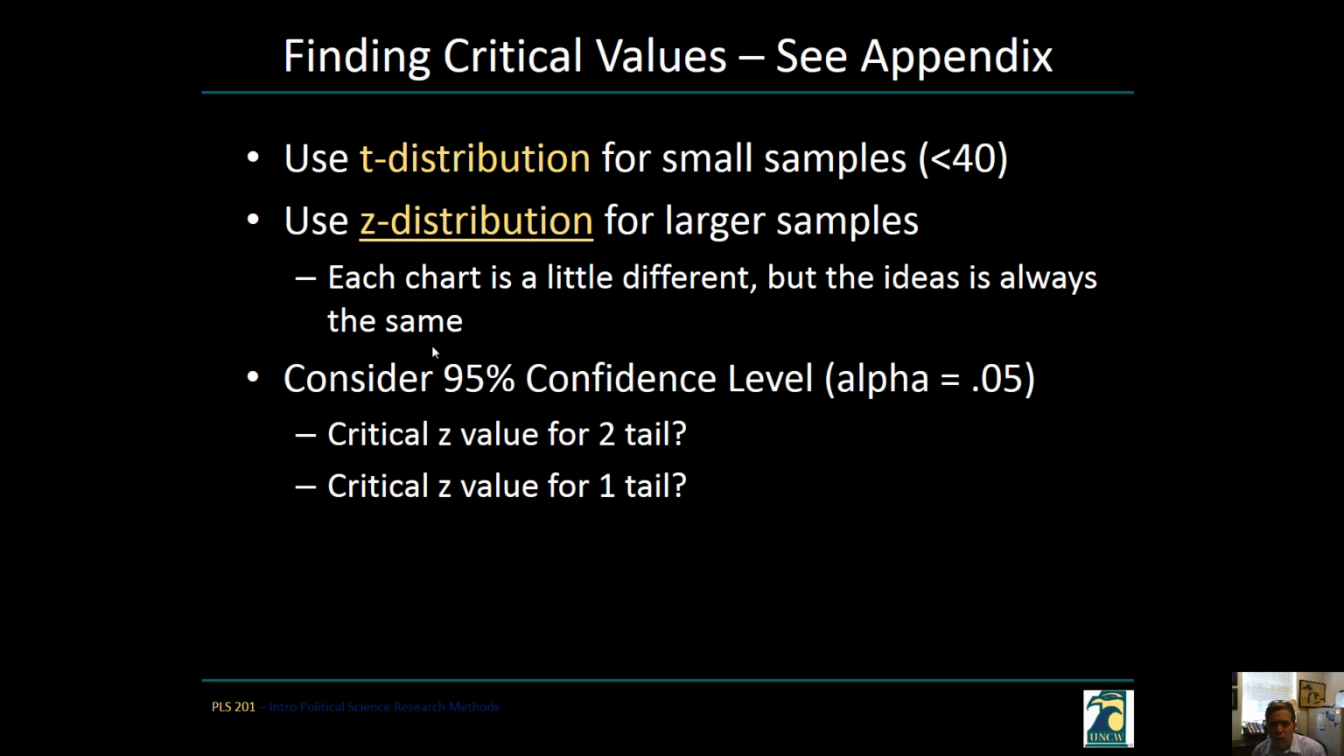All right. So what I want to do now is we're going to stick with that 95% confidence level, which means we have an alpha of 0.05. We're willing to be wrong 5% of the time. With my assistance, we're going to figure out the critical Z value for a two-tail hypothesis test, or a two-sided hypothesis test. And then next I'll want to figure out the critical Z value for a one-tail hypothesis test. We're going to use this chart to help us out.